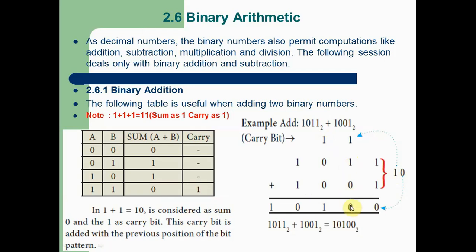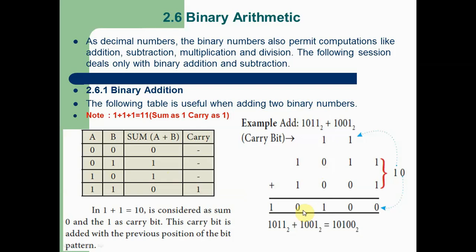Then 0 plus 0 is 0. Then 1 plus 0 is equal to 1, and again 1 plus 0 is equal to 1. There is no carry, and for the last two bits, 1 plus 1 is equal to 1 0. Simply write the answer 1 0 as it is, because this is the last bit. So this is a simple example of binary addition.